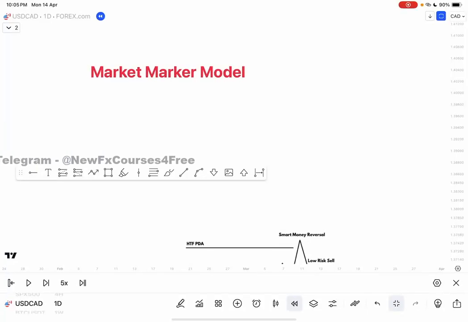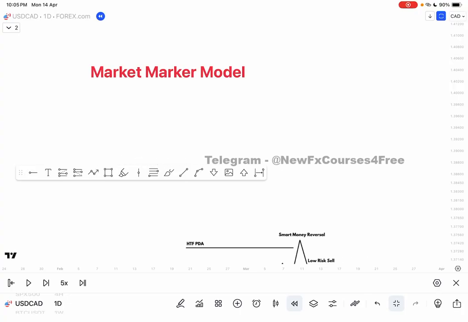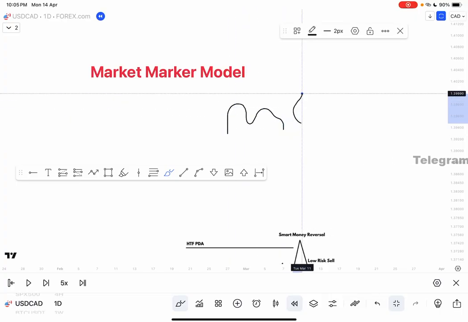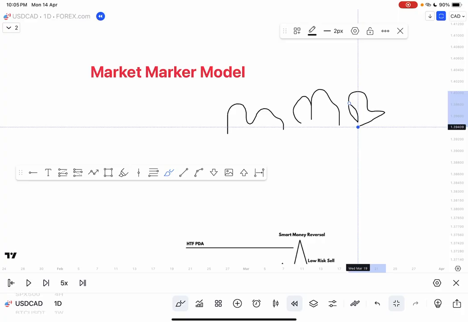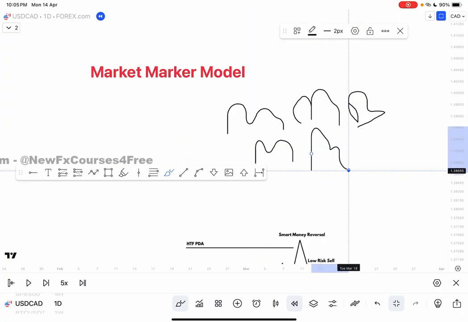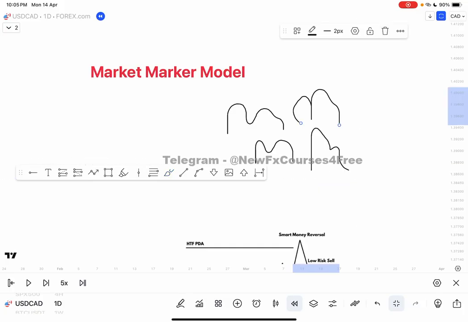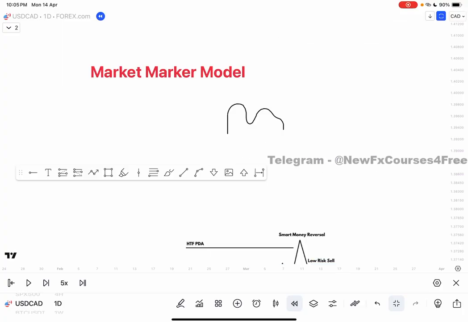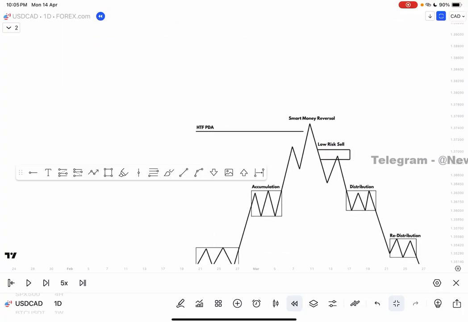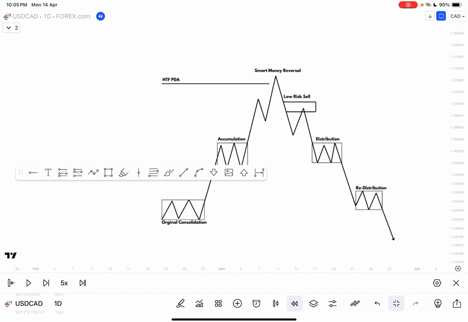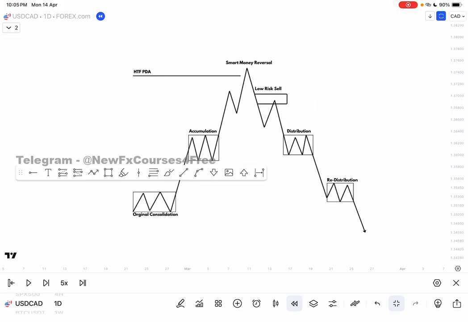Good day, folks. So today we're going to be talking about the market maker model, for short, the market maker buy model and the market maker sell model. So moving down to the illustrations below us, here is the first and classic market maker buy model to sell model program here.